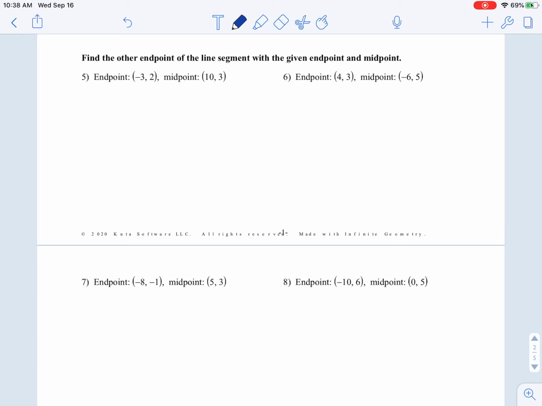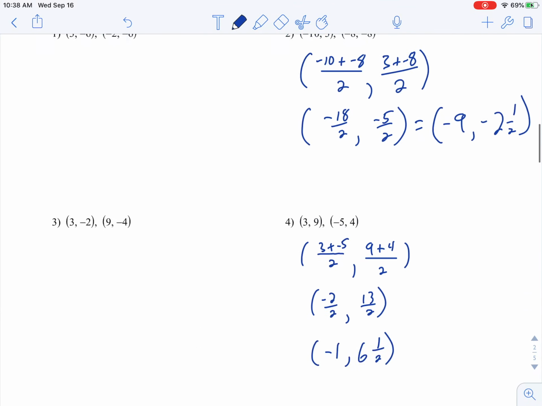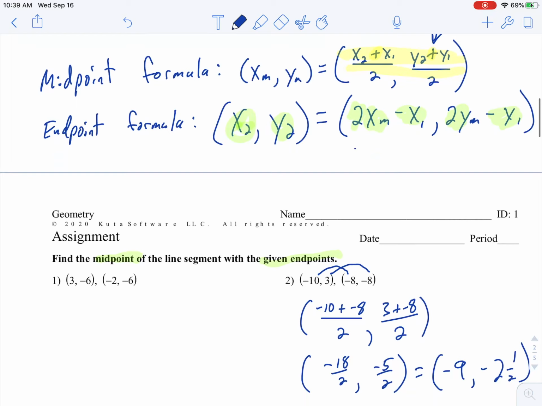So we're told that 4, 3 is one endpoint. Negative 6, 5 is the midpoint, call it M. Question: what is the other endpoint? So you can get creative and try to work this through and come up with a solution. If we were in the classroom, we could spend a day where you get to experiment and come up with a method. Being an online class like this, I've just chosen to give you the formula and let you do it. So if you go back up here and look, right here: double the midpoint, subtract the x; double the midpoint, subtract the y.